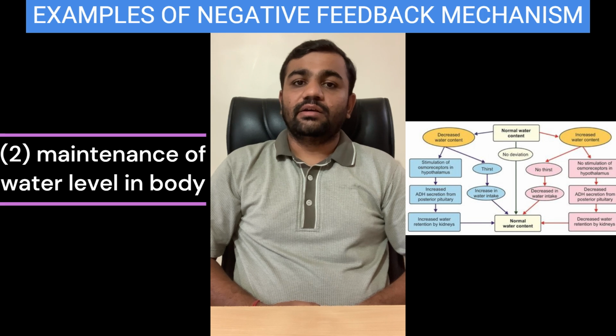On the other hand, when there is more water in the body, there is no stimulation of the osmoreceptors of the hypothalamus and there will be decreased ADH secretion, which causes more and more water loss in the urine and helps to bring the water level back to normal.